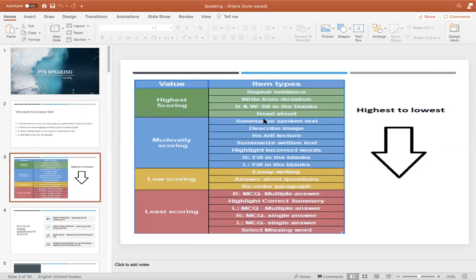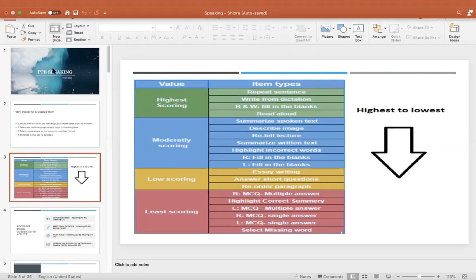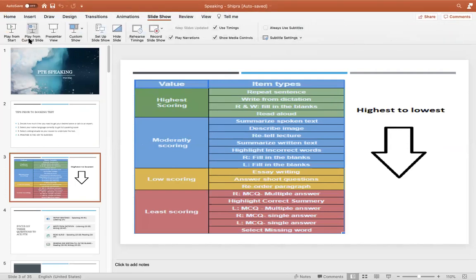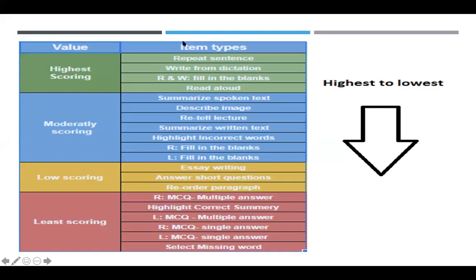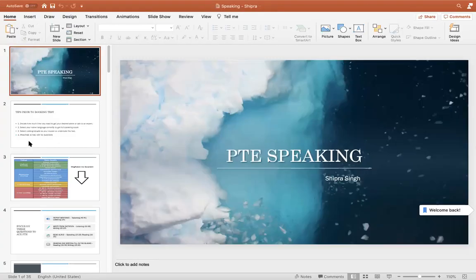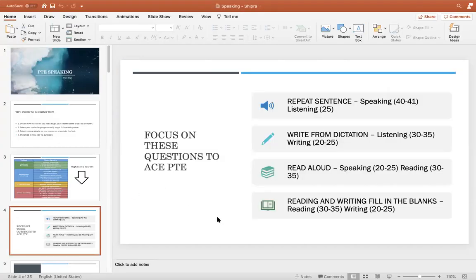If you see the important question slide, which questions are the most important, you will see that two of those questions are from speaking, which is repeat sentence and read aloud, because they give a lot of points to your listening and towards your reading module. The other questions also come under the moderately scoring questions, which is retell lecture and describe image. So most of the questions from speaking are actually important for you, especially if you're aiming for 8+.